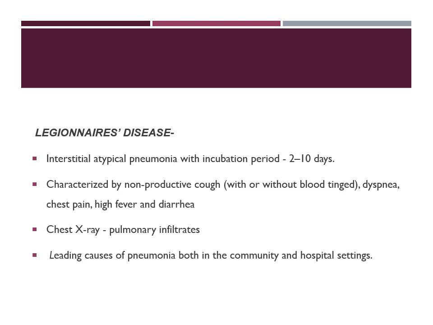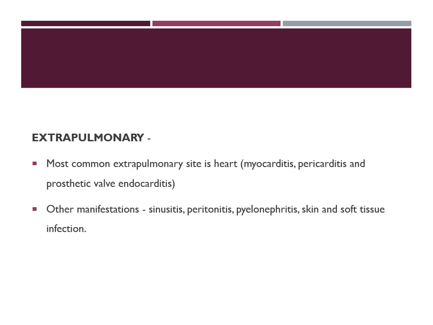Now Legionnaires' disease is the atypical pneumonia. Here the lung and interstitial tissue are involved. The incubation period is 2 to 10 days and the features are non-productive cough, dyspnea, chest pain, high fever, or they could also be GI complaints like diarrhea. On chest X-ray, the same finding will be there, that is pulmonary infiltrates.